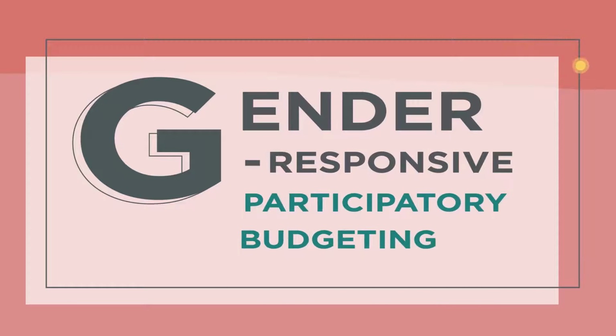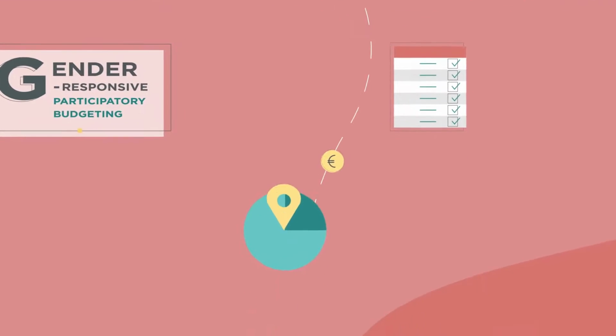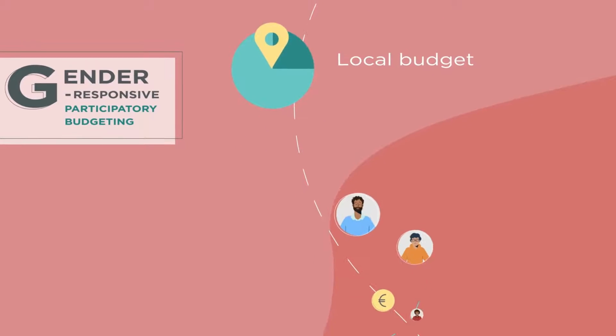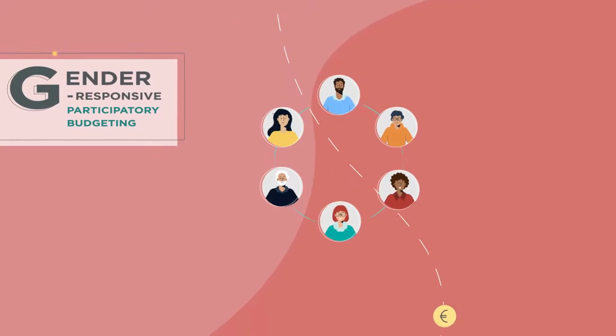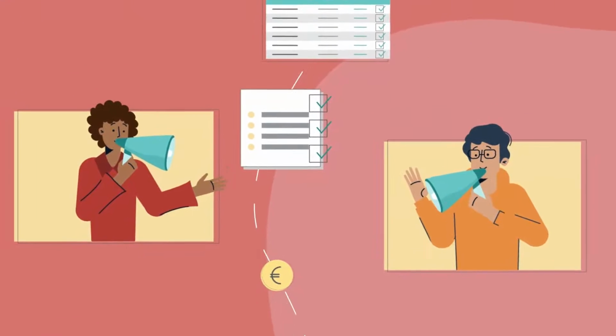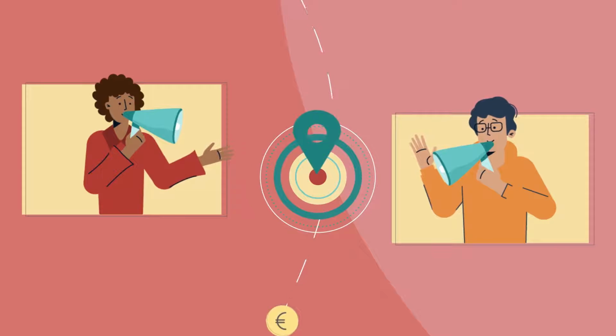Gender-responsive participatory budgeting. Some participatory practices focus on dedicating a proportion of the local budget to finance proposals from civil society, while other approaches work to ensure that women and men have a voice in the planning and budget process overall to impact on how local budget means are allocated.